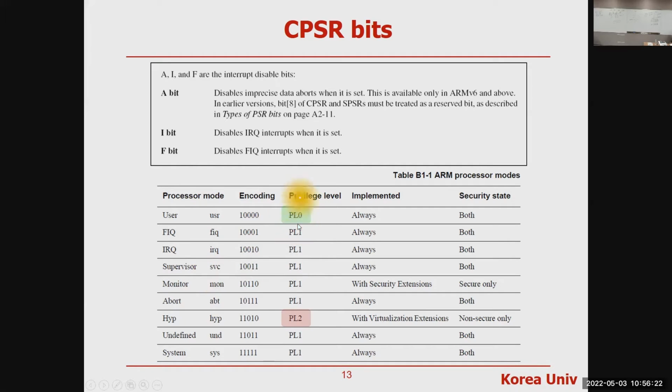The next column is talking about privilege level. You have to understand that privilege also. So PL0, PL1, privilege level 0, privilege level 1, and 2. PL0 is the lowest privilege. That means you are executing your user program in PL0 typically.